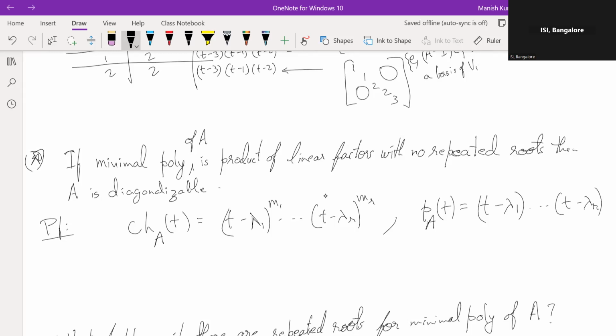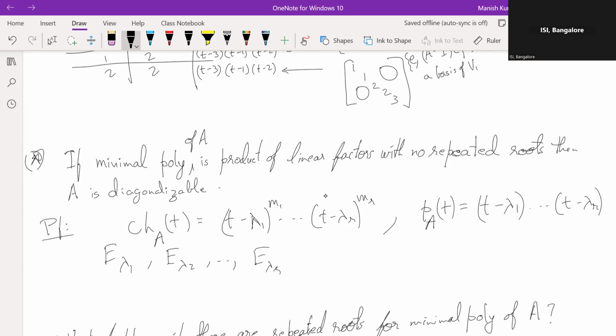Now if you look at the lambda 1 eigenspace, so let's say E lambda 1, E lambda 2, and E lambda r. The fact that the minimal polynomial is a product of linear factors tells you that E lambda 1 is the generalized eigenspace as well.